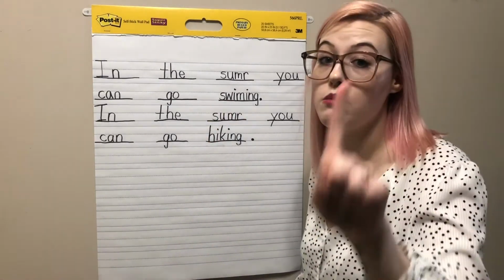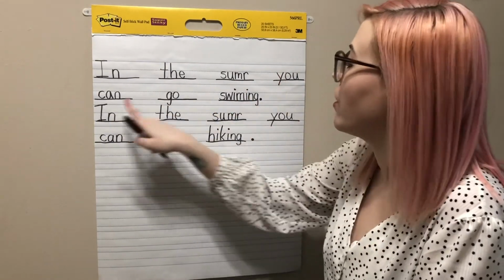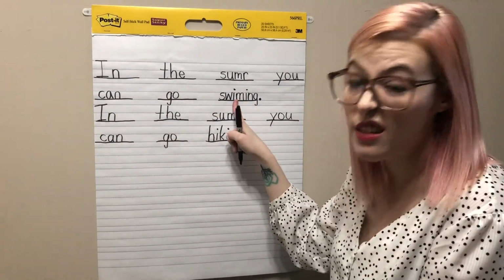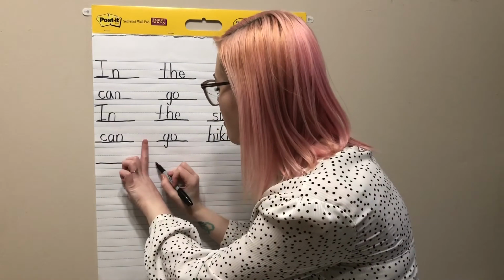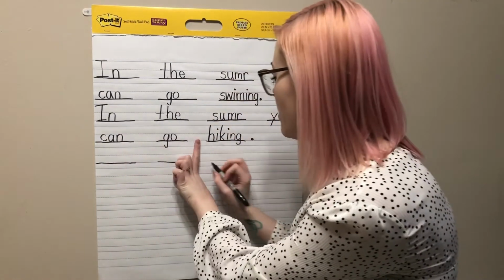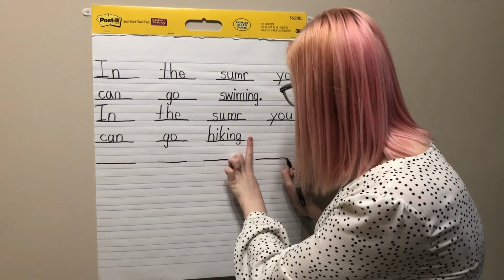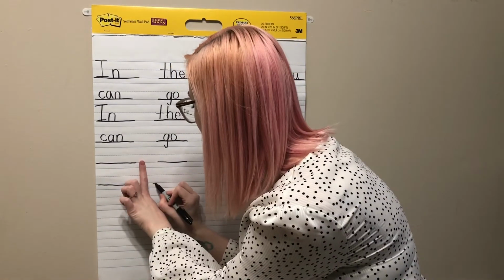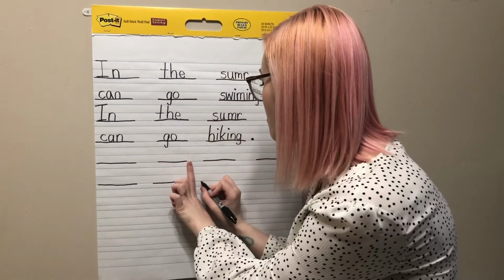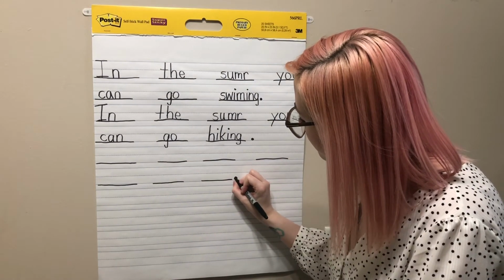We're going to write one more sentence. So I need 1, 2, 3, 4, 5, 6, 7 lines. 1 finger space, 2 finger space, 3 finger space, 4, 5 finger space, 6 finger space, 7, and a period.